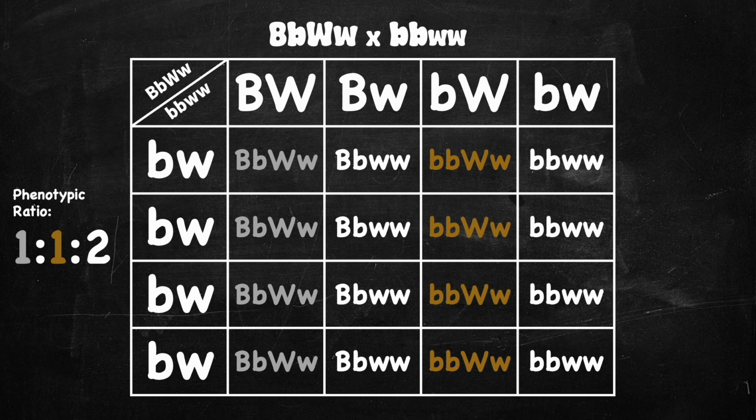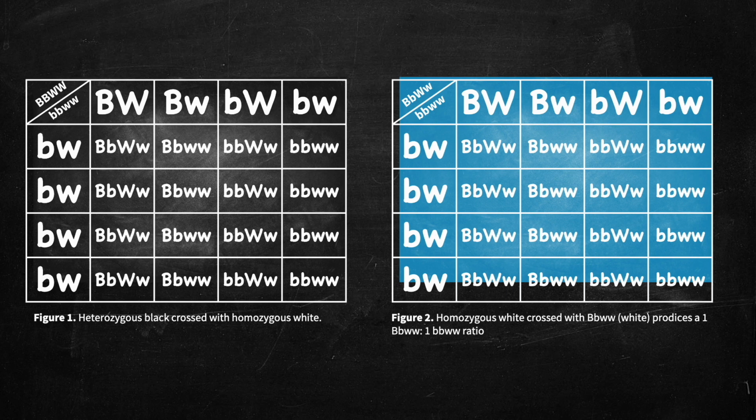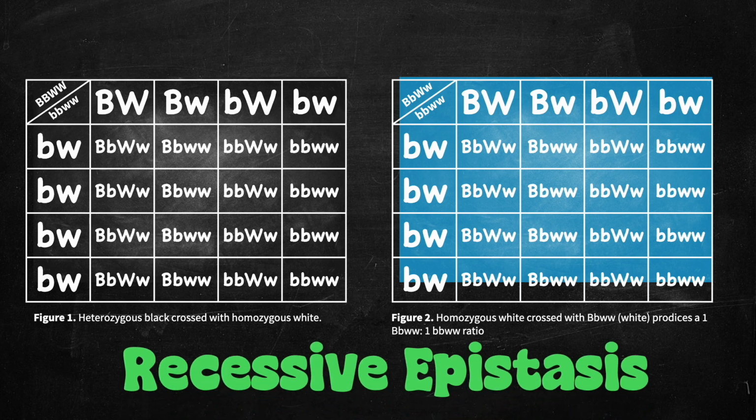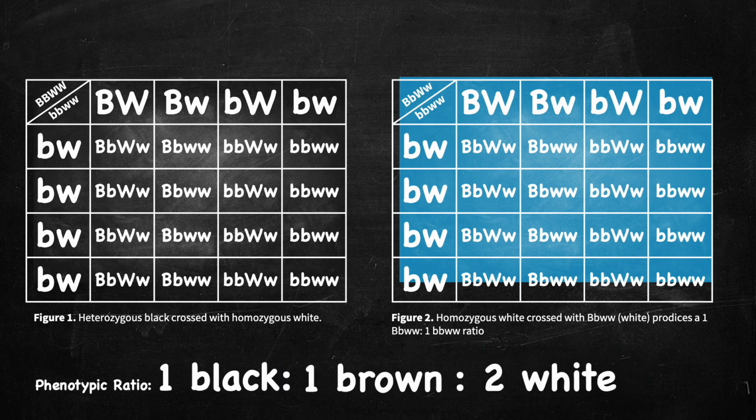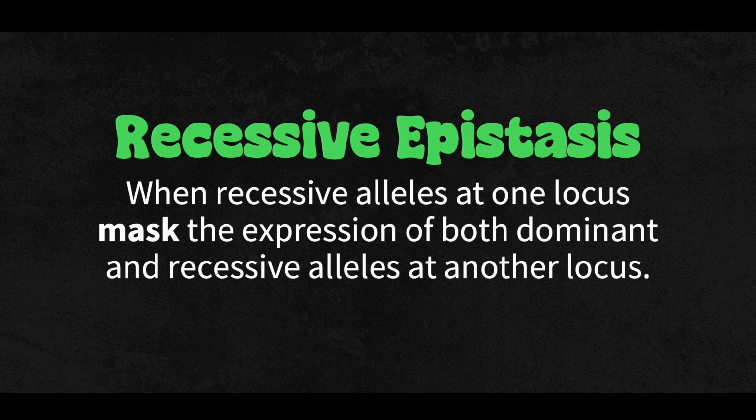After analyzing the Punnett square shown in figure 1, one can conclude that it must be recessive epistasis. This is because it is the only way to obtain a phenotypic ratio of 1 black to 1 brown to 2 white. What is recessive epistasis? It is when recessive alleles at one locus mask the expression of both dominant and recessive alleles at another locus.